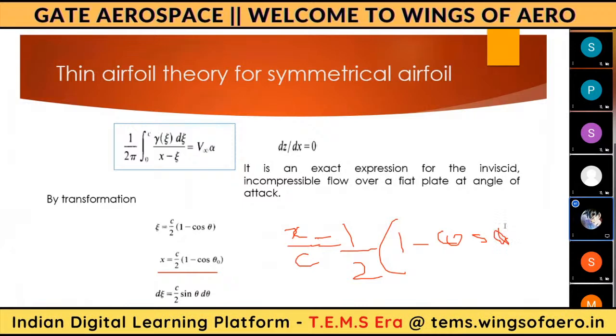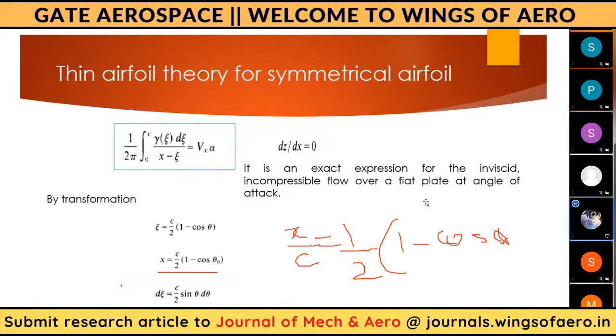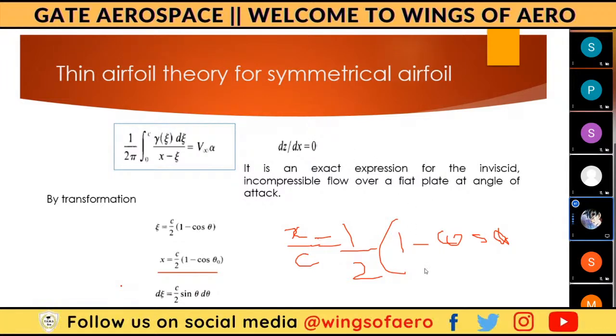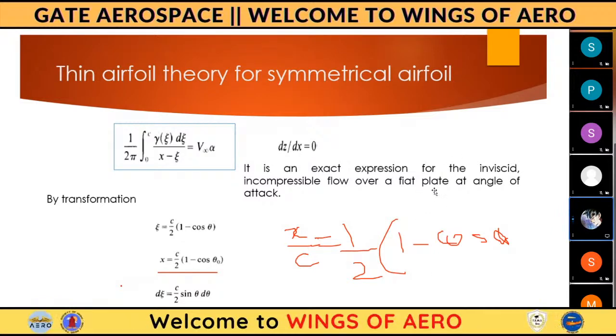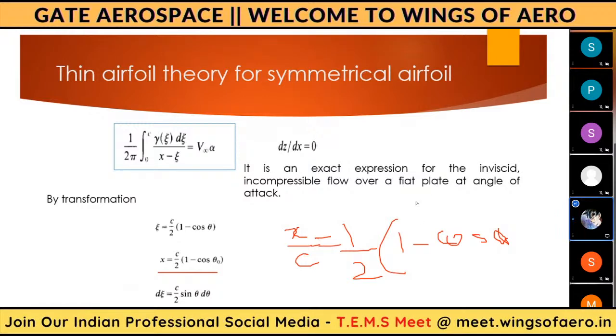Sir, same answer. For the second one, the differentiation dz by dx is the same thing, only we need to put the constant 0.11 outside, multiplied by 0.8 minus 2 by 2 into x by c. Okay. So next we need to convert the limit. After that only we can substitute that in the alpha L equal to 0 equation.